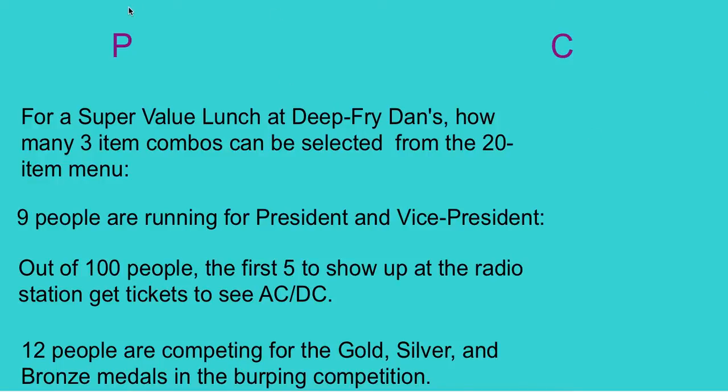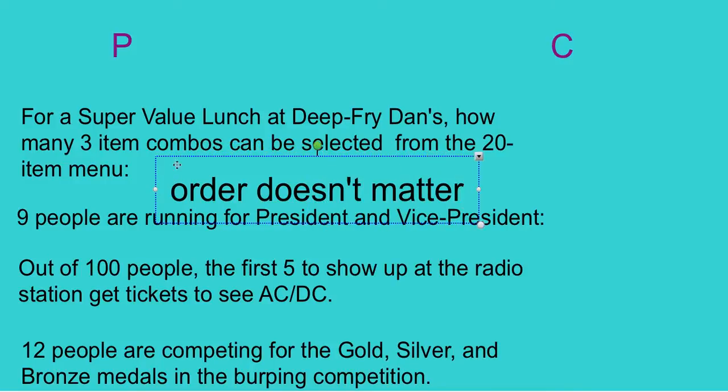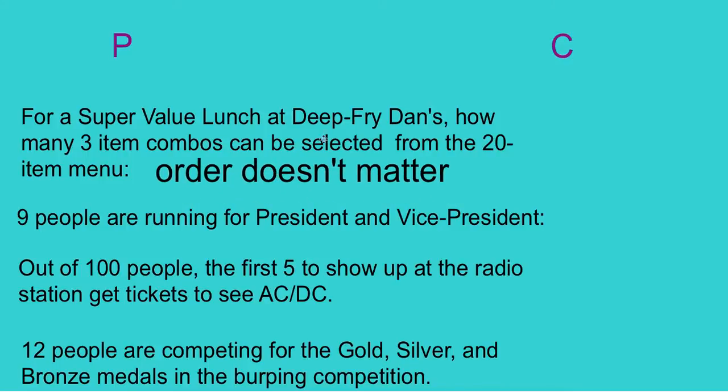All right, welcome back. You've had a chance to look at these. The super value lunch. Oh boy, that sounds good. Deep fried Dan's. Again, super healthy. How many 3-item combos can be selected from the 20 item menu. So if we order from the drive-through, it doesn't matter which item I say I want first. It's still going to end up in the bag. So in this one, order does not matter. If order does not matter, that's a combination. So this would be considered a combination.